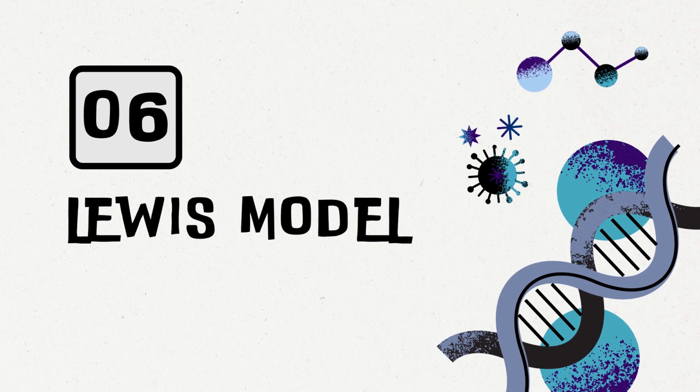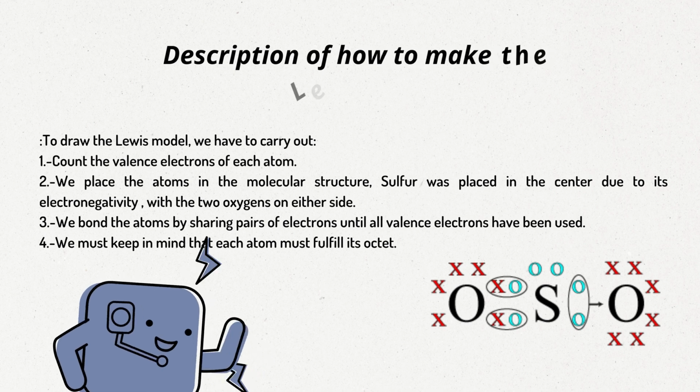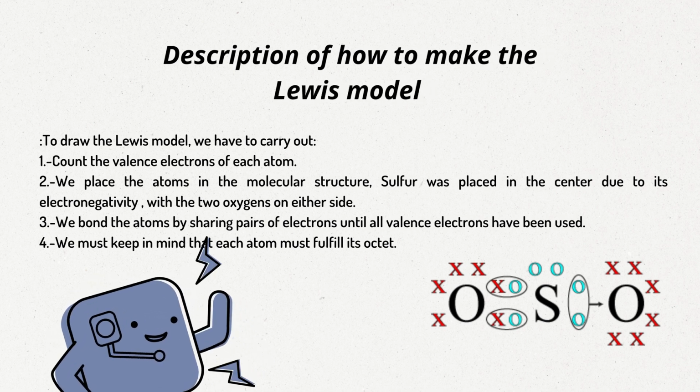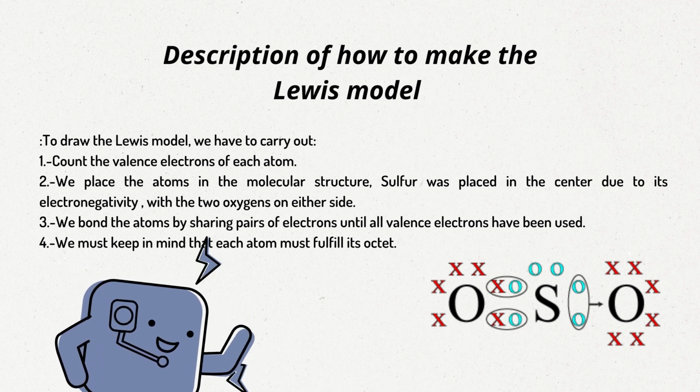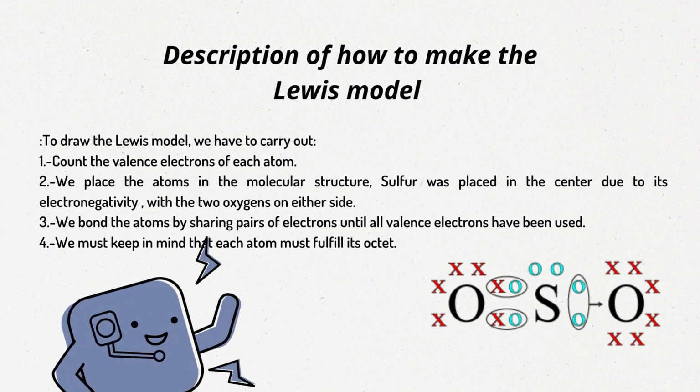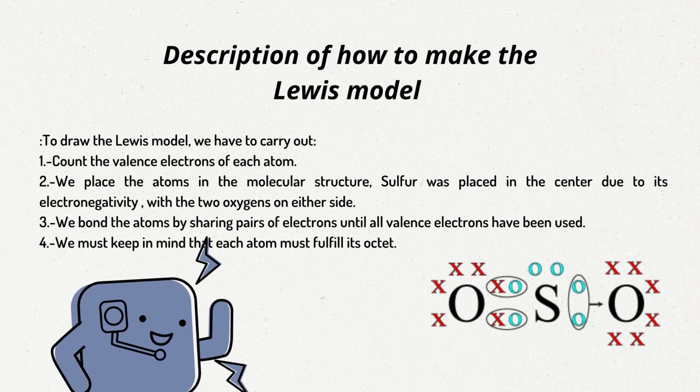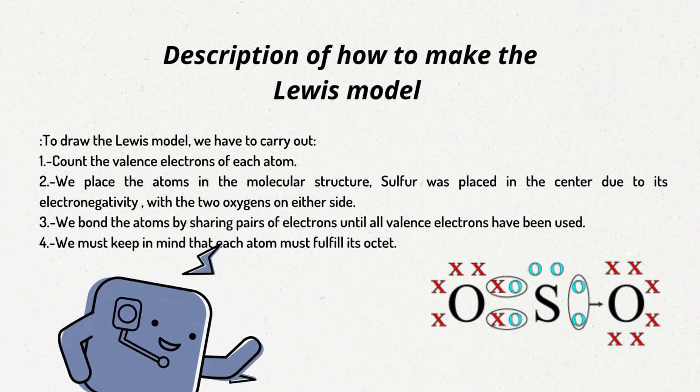To draft the Lewis model, we have to carry out the following steps. 1. Count the valence electrons in each atom: 6 valence electrons for sulfur and 12 electrons for the 2 oxygens, for a total of 18 valence electrons.